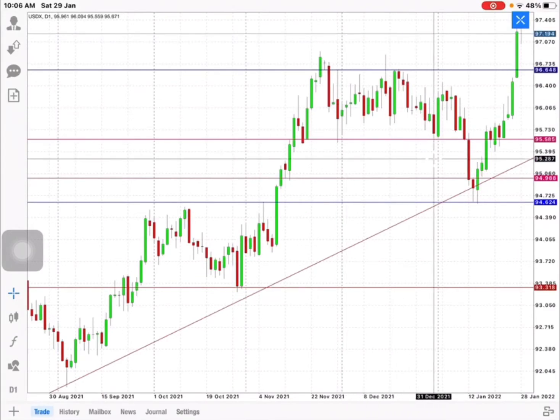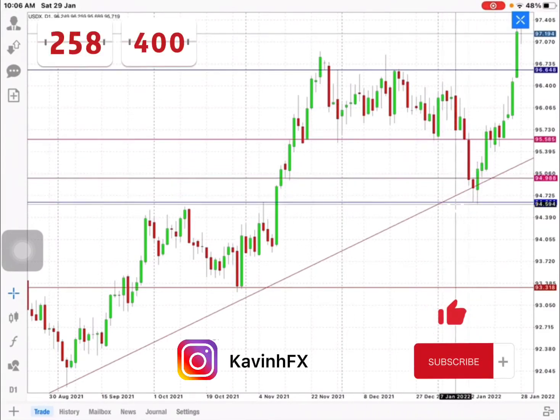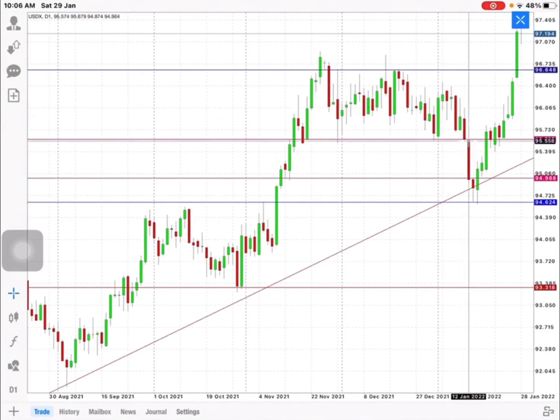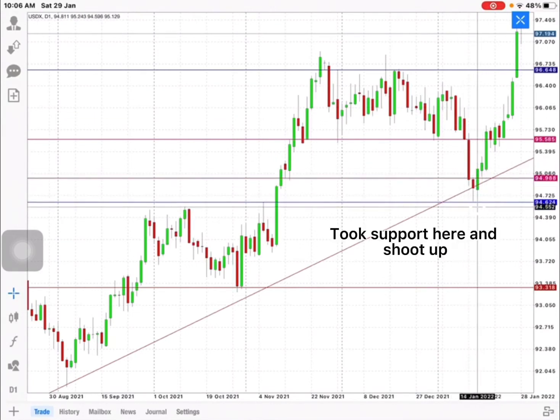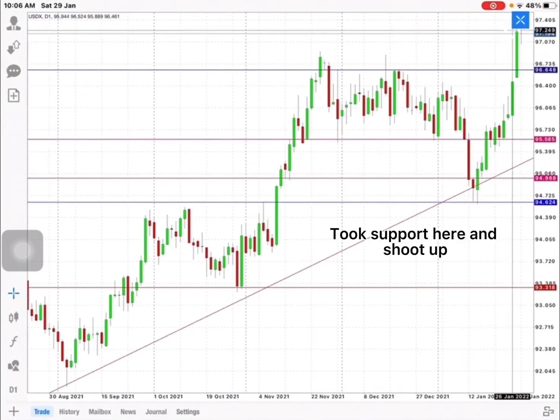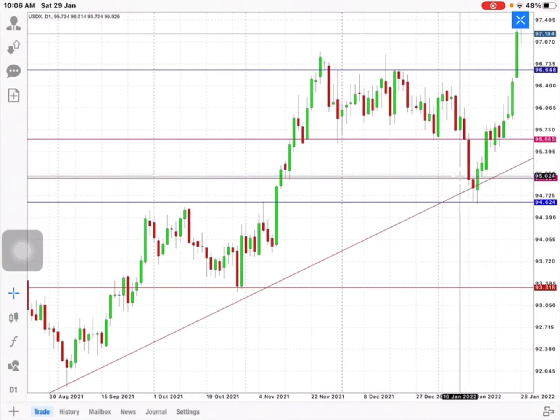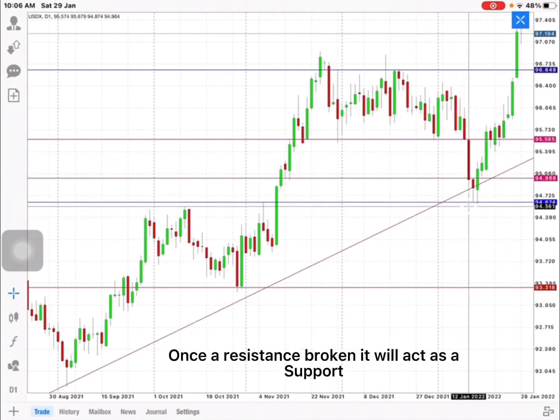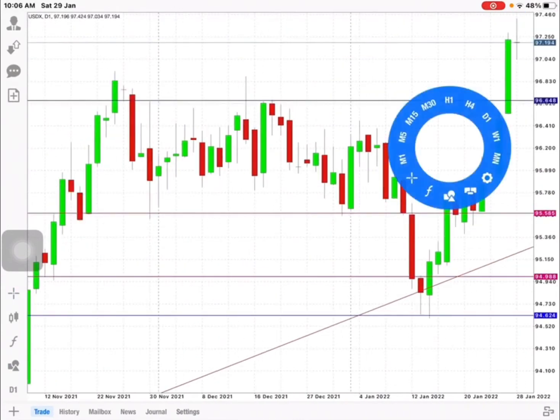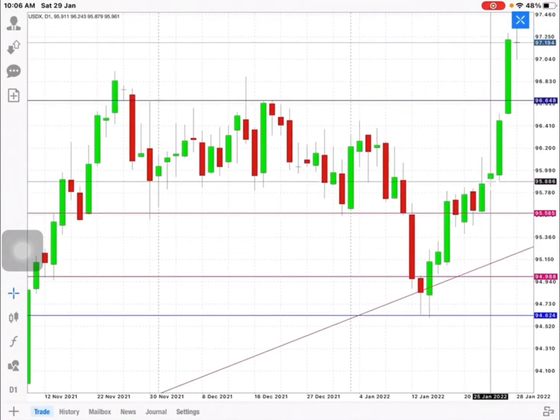But once the resistance has been broken, it will act as a support. For an example, you can see the market came down again, took support from here, and then we saw nice buying momentum. That's why once the resistance has been broken, it will act as a support. Just remember that. So what's my move on the USD index? I'm a buyer. I would like to see the market moving up.